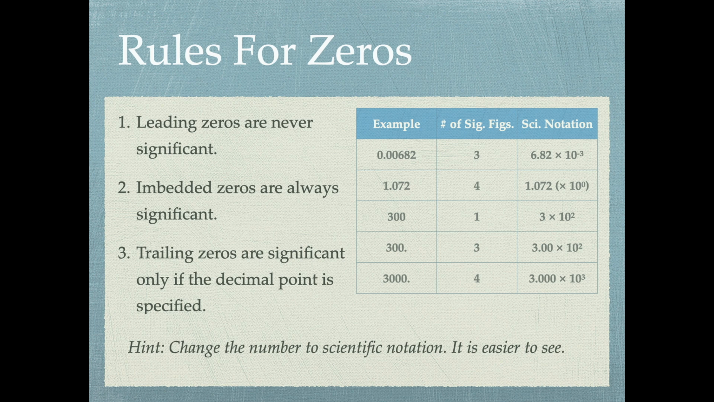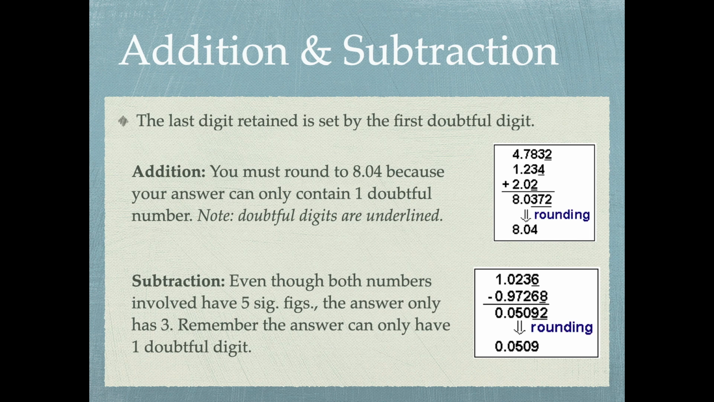All right, let's dive into the rules specifically for addition and subtraction. In addition and subtraction, there's different rules than there are for multiplication and division. Now, in addition and subtraction, the last digit that you keep is set by the first doubtful digit. So let's work through this problem and then I'll try to explain it a little bit more.